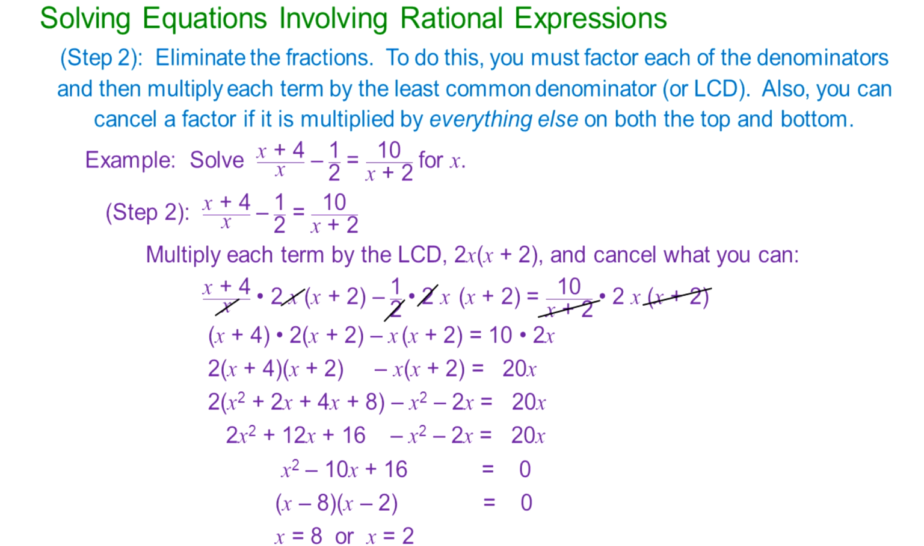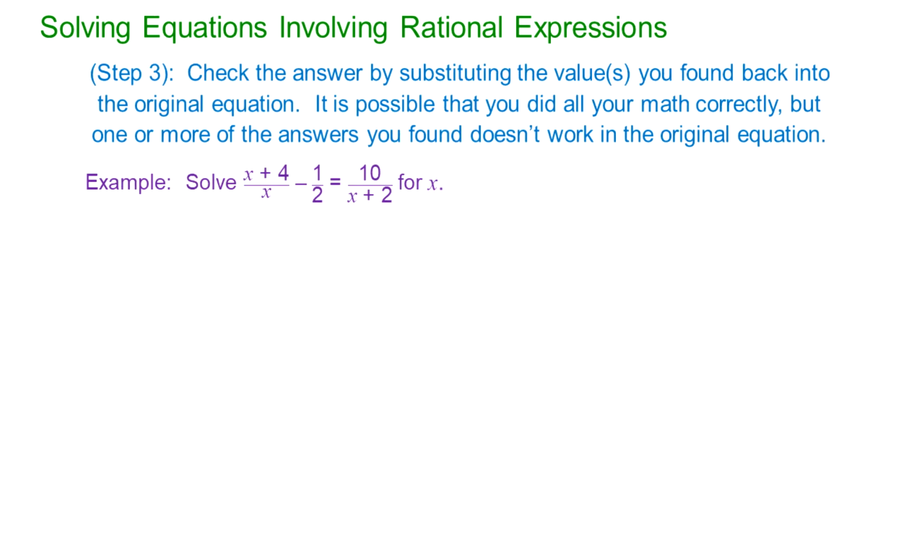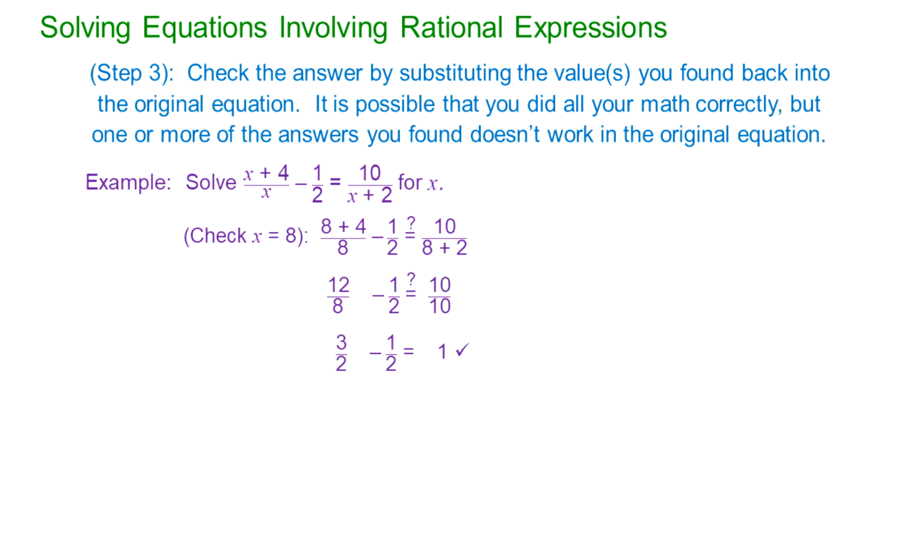I chose to solve this equation using factoring, but you would get the same answers if you use the quadratic formula. And finally, I need to check both of these answers, and I will check them separately. I can check x equals 8 by substituting 8 for all the x's in the original equation. As you can see, that gives me 1 on both sides of the equation, and so I know that the answer of x equals 8 must be correct.